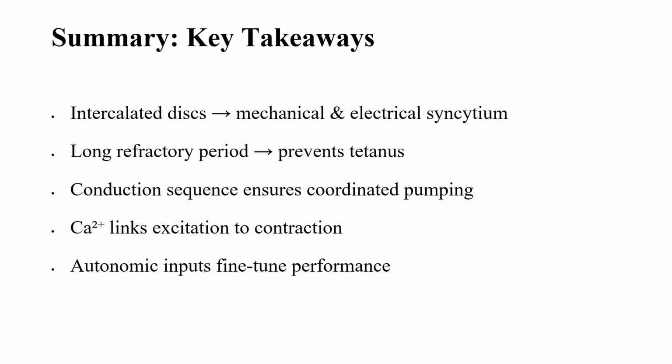Finally, the autonomic nervous system fine-tunes everything. Parasympathetic input via the vagus nerve slows the rhythm for rest and recovery, while sympathetic stimulation speeds and strengthens the heartbeat during stress or activity. Together, they maintain a perfect balance, adapting the heart's performance to every demand, from sleep to sprint.